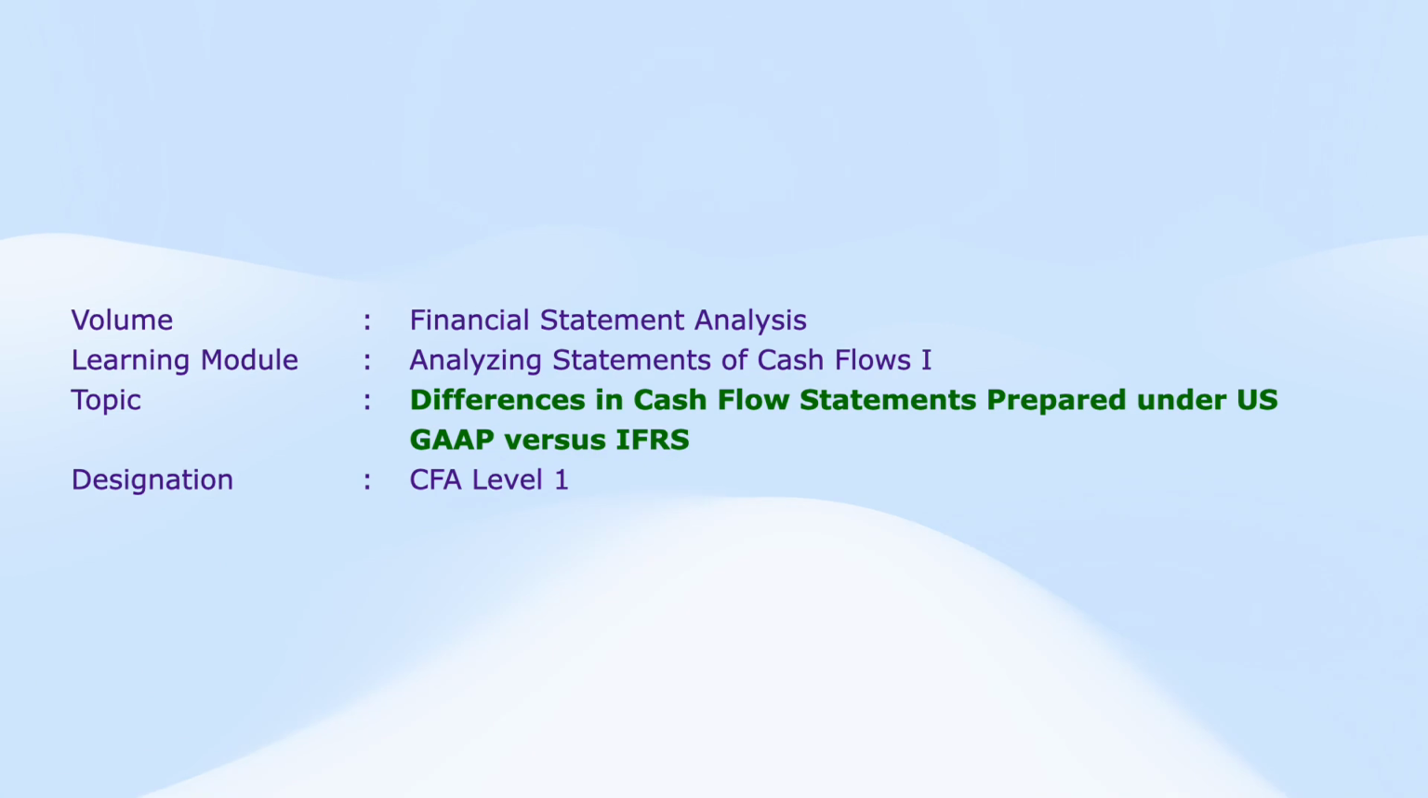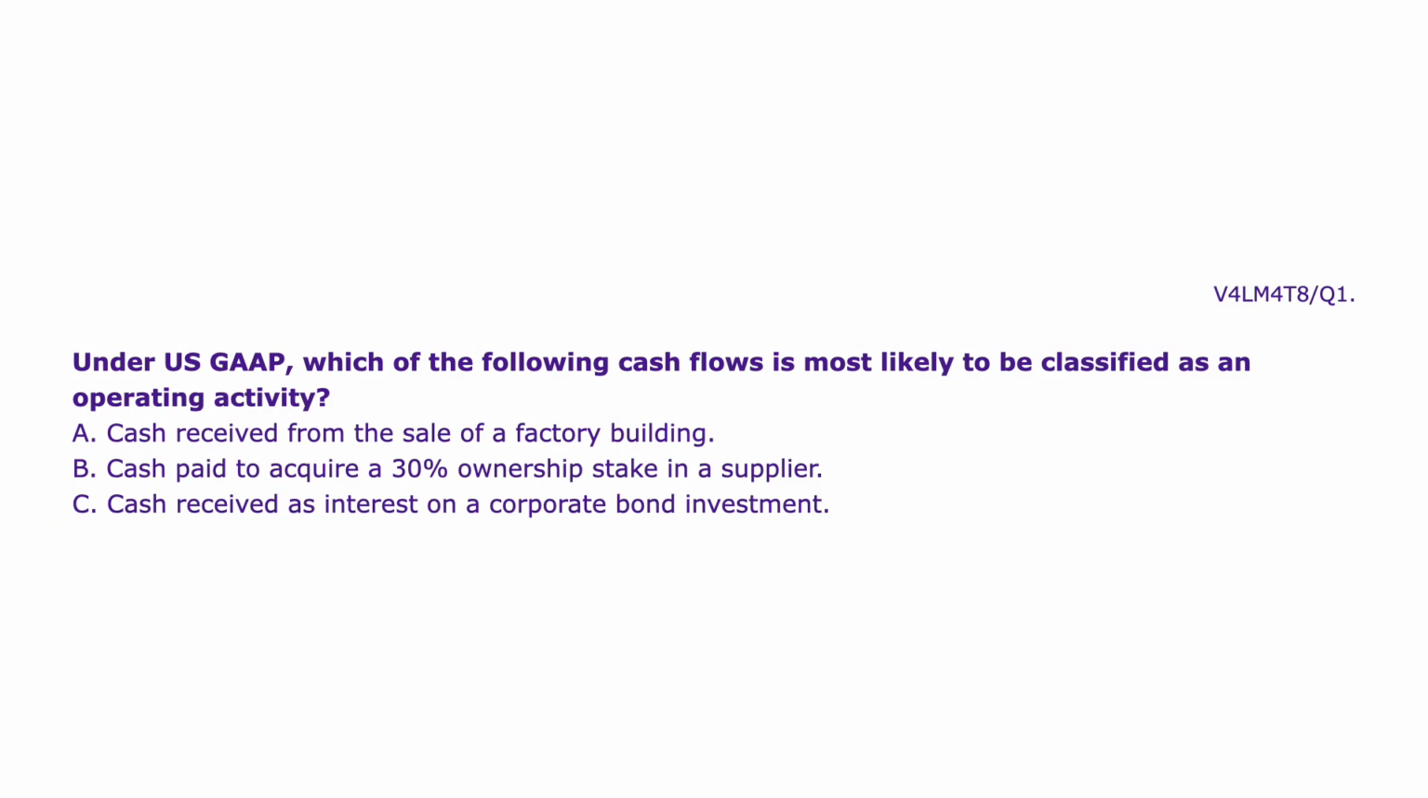Topic: differences in cash flow statements prepared under US GAAP versus IFRS. Under US GAAP, which of the following cash flows is most likely to be classified as an operating activity? A. Cash received from the sale of a factory building. B. Cash paid to acquire a 30% ownership stake in a supplier. C. Cash received as interest on a corporate bond investment.